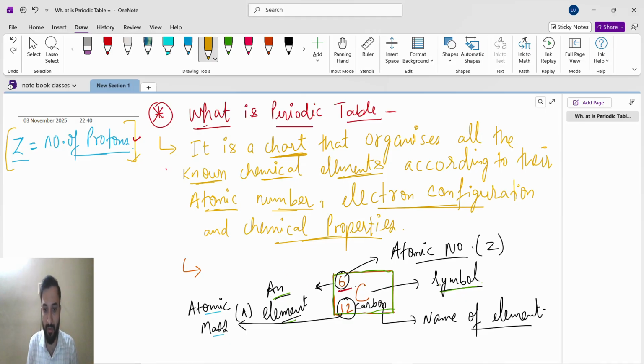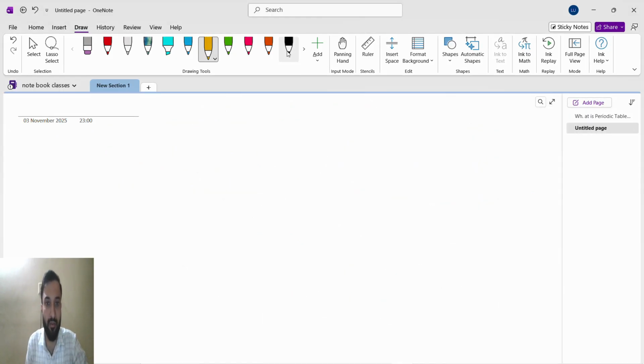This is the symbol of the element, and below is the name of the element. The number which is less is the atomic number, represented by Z. The number which is higher is the atomic mass, represented by A. So we understand that atomic number is less than atomic mass. In general, atomic number is equal to number of protons. Later it will change depending on whether it is a neutral atom or an ion. So it keeps on changing.